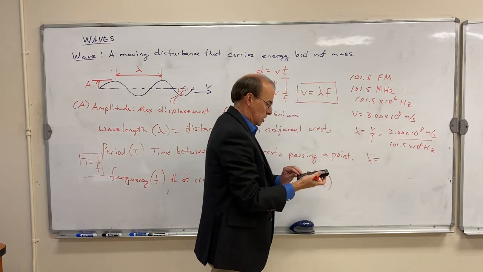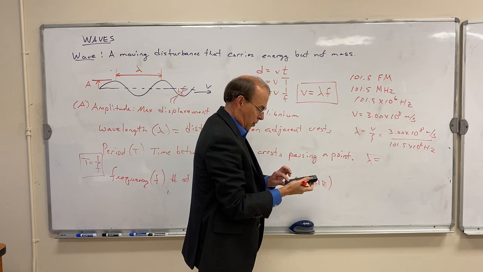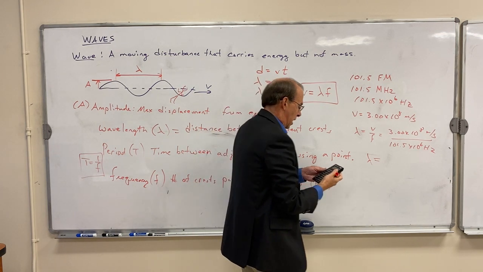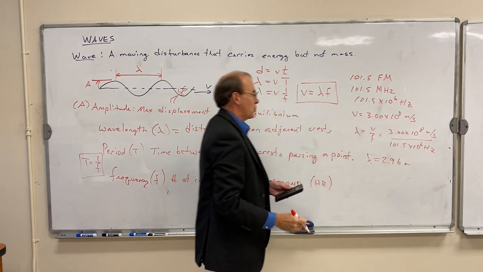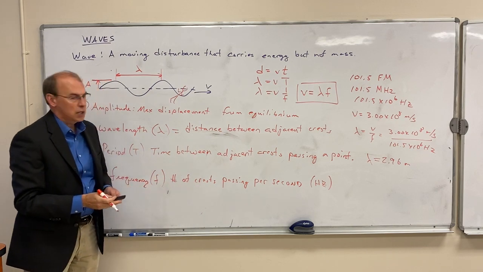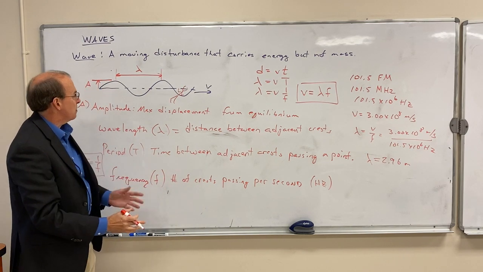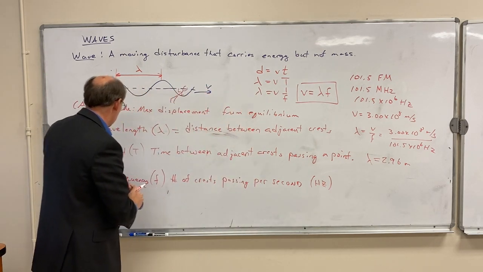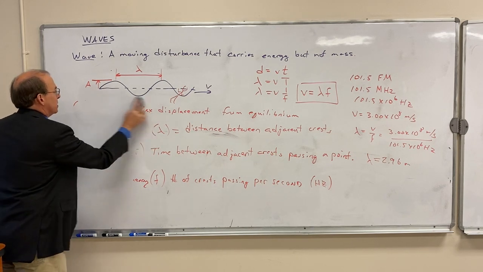So let's see what that is. 3 times 10 to the 8th over 101.5 times 10 to the 6th. That gives me 2.96 meters would be the wavelength of those waves carrying that FM signal. All right, so that's just some definitions in our introduction to waves. I'm not done, I'm just out of board space.